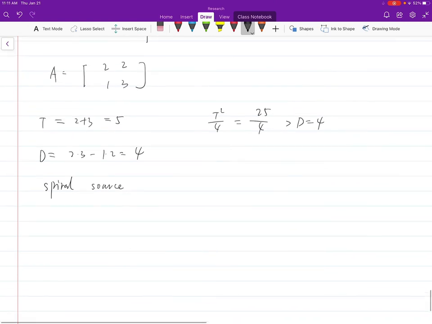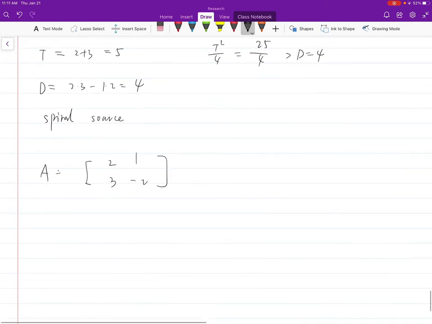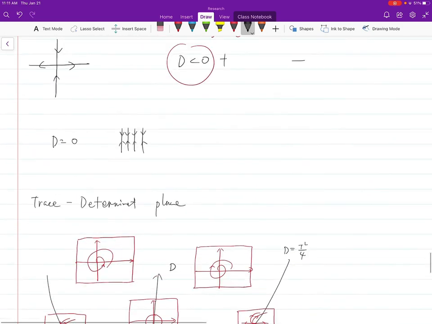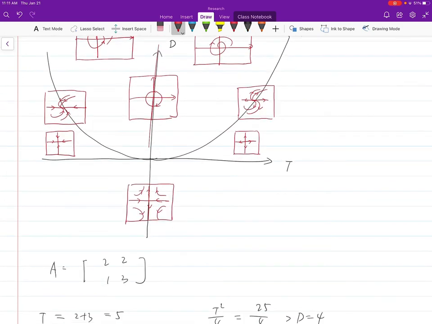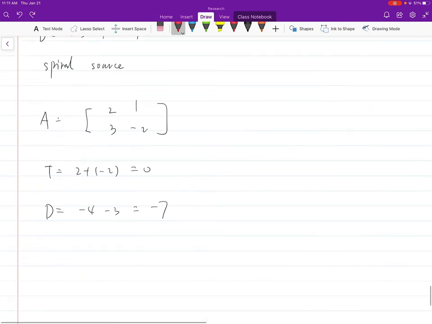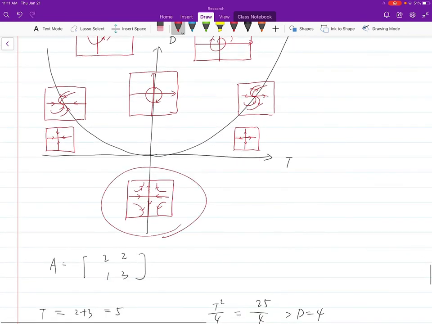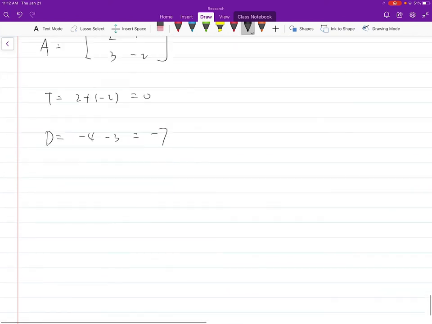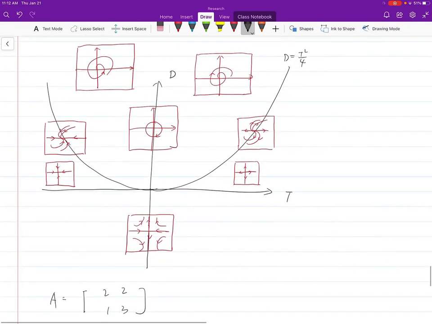All right, try another example. A equals 2, negative 2, 1, 3. Trace 0. Determinant negative 7. So what do you have? You have the trace equals 0, which means you are already on this line here, the vertical d-axis. Meanwhile, your D is negative, therefore it's this case. Automatically, you know it's going to be a saddle case.